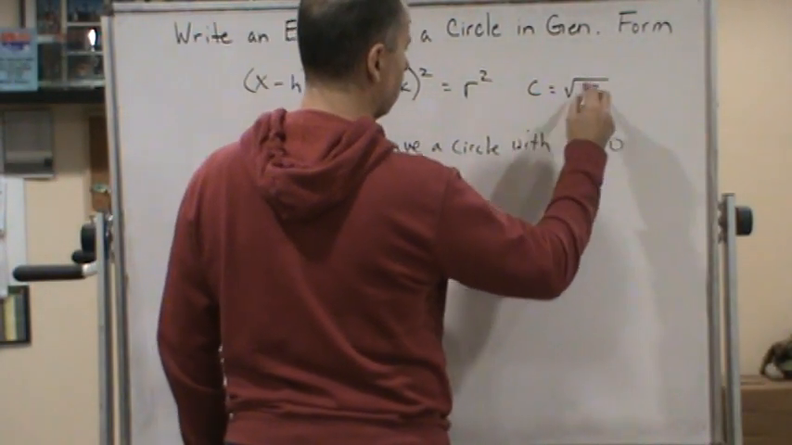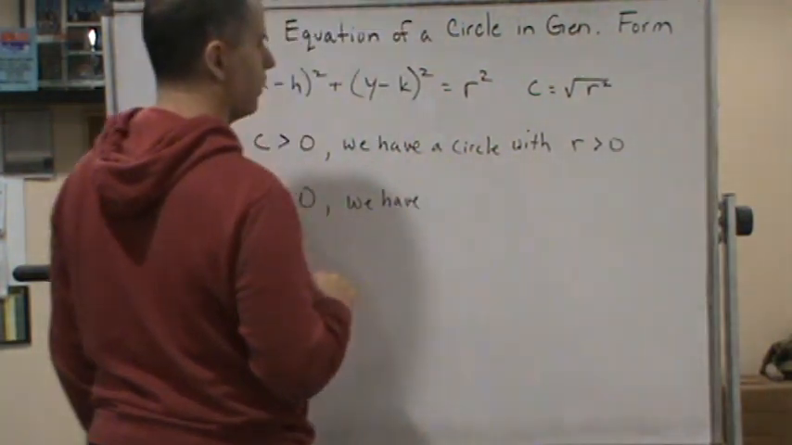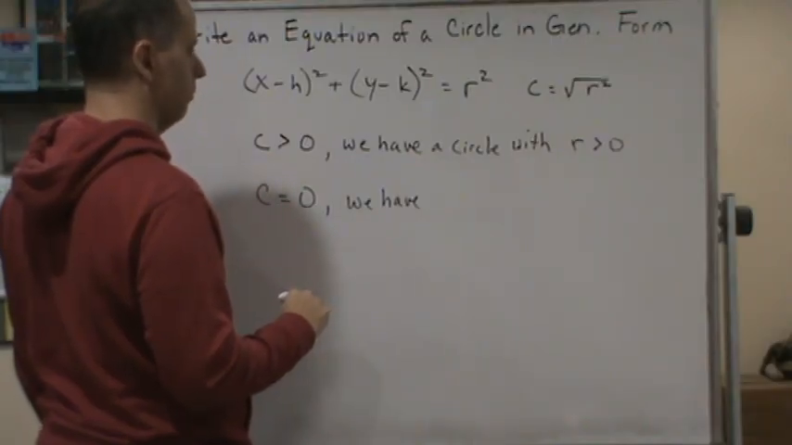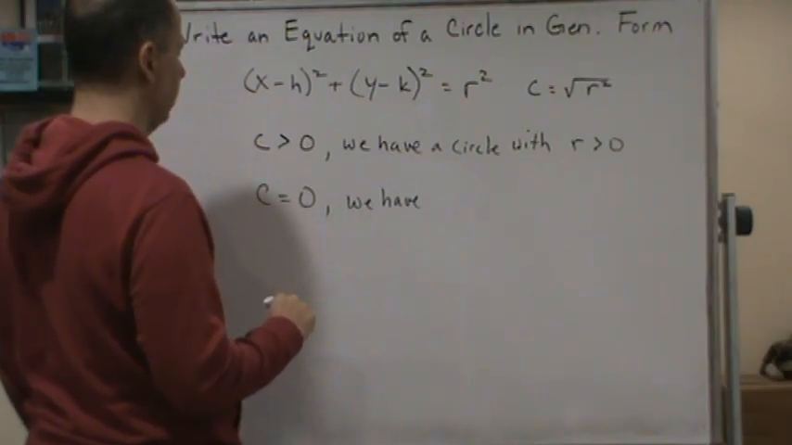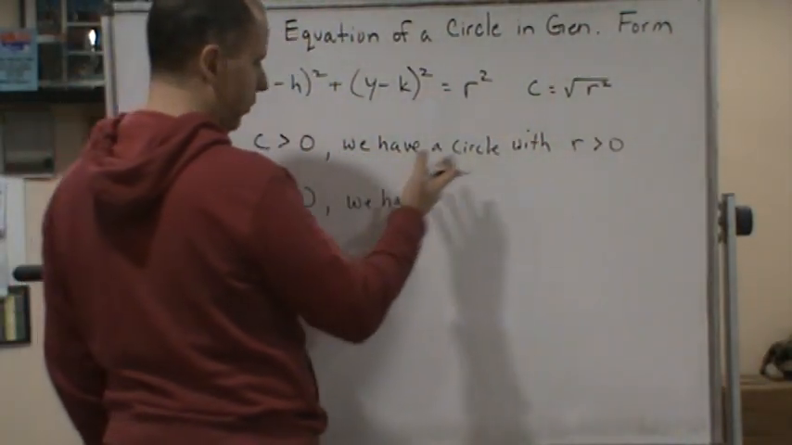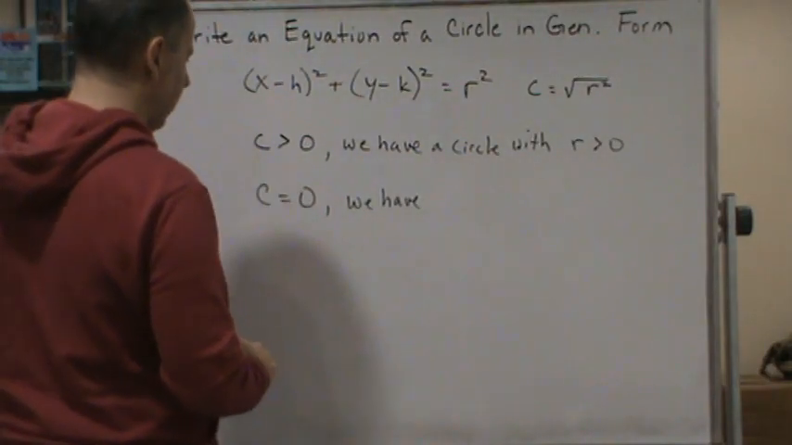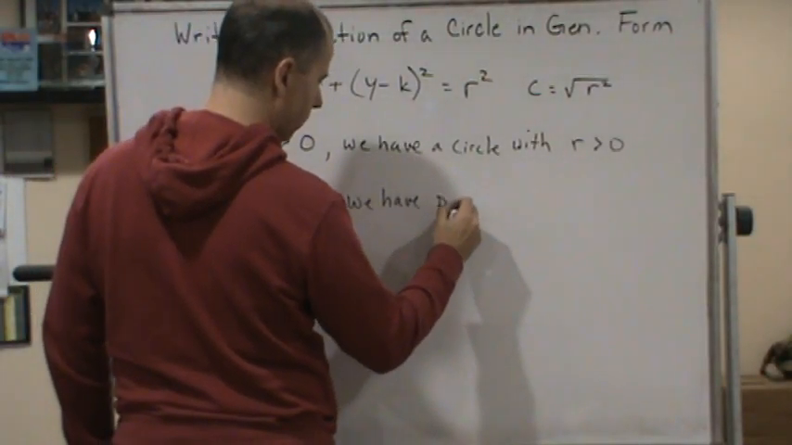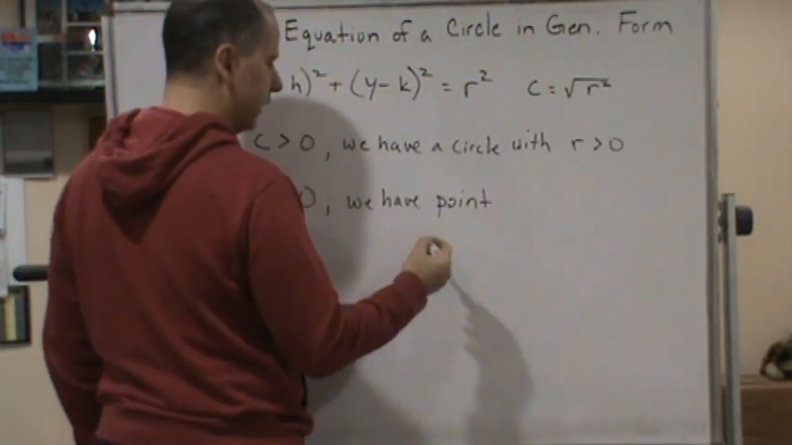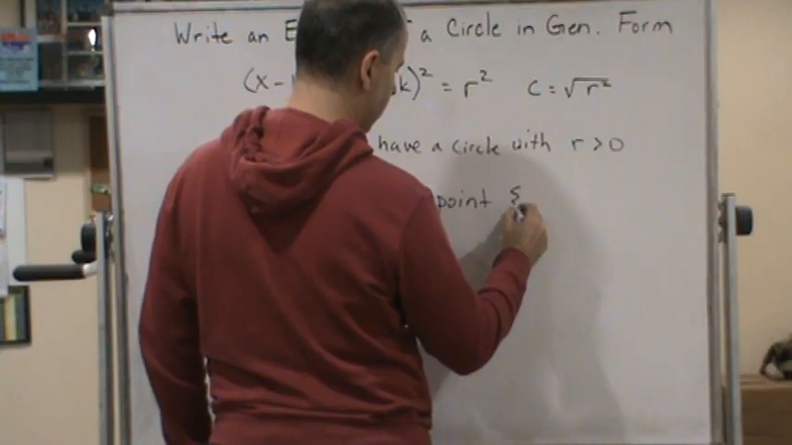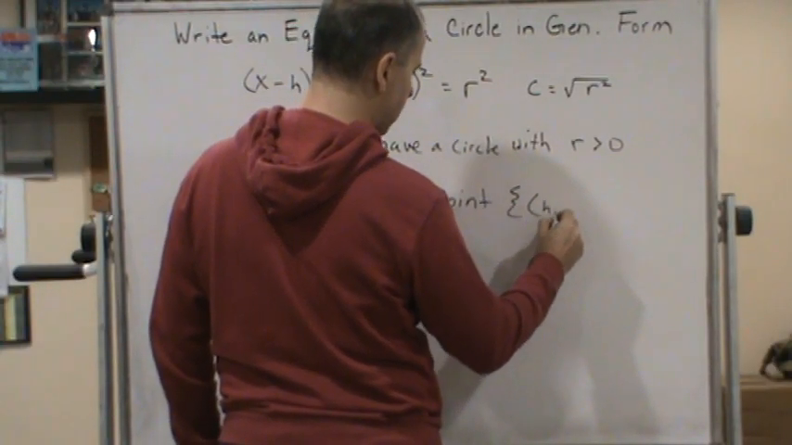Oh, hold on. Not the square root of r. Square root of r squared. Okay, call it a c value. Okay, or if it helps, just look at it as r. So if r is greater than 0, obviously we have a circle because it has a positive radius. If c or r is equal to 0, then we don't have a radius, we have a point, right? And the only solution to this equation is just the center, right? So h comma k.